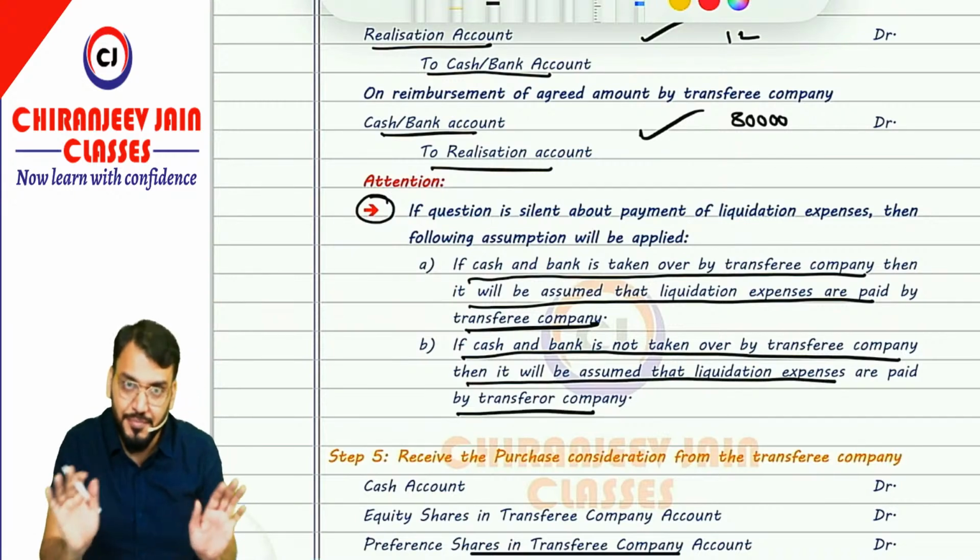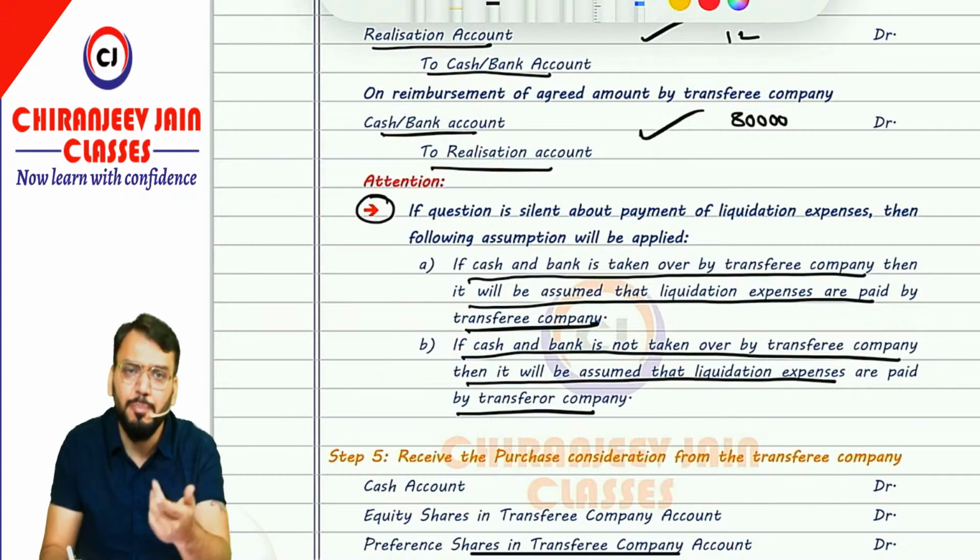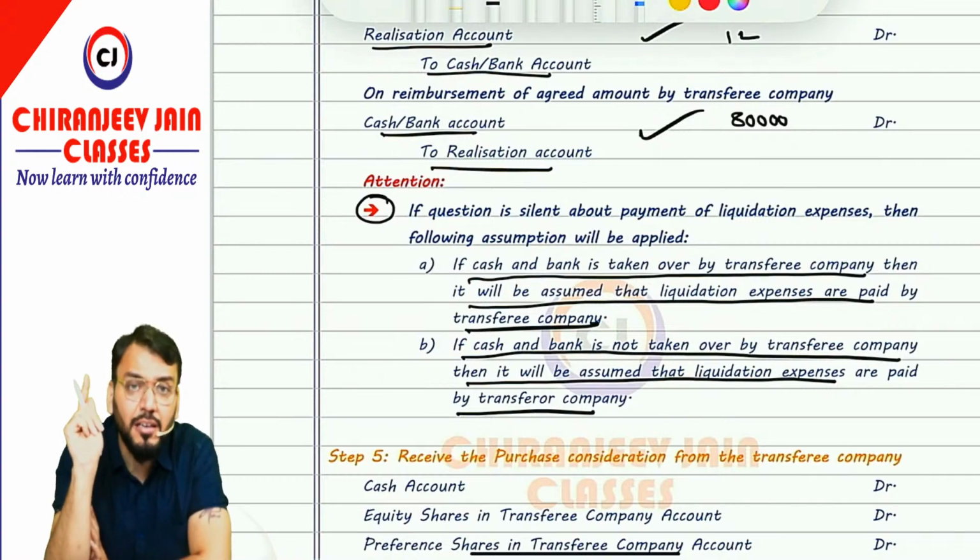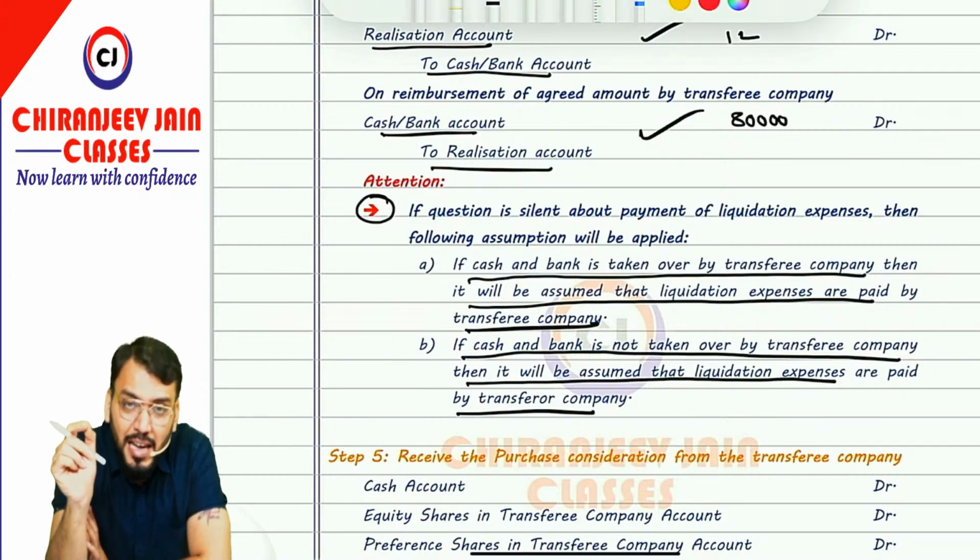Understood this point? Correct. So this was step number 4. Can you repeat with me once again? Step number 1 is what? First step is what? Close all items of the balance sheet at book value by transferring them to the respective accounts. Step number 1, close the balance sheet at book value.